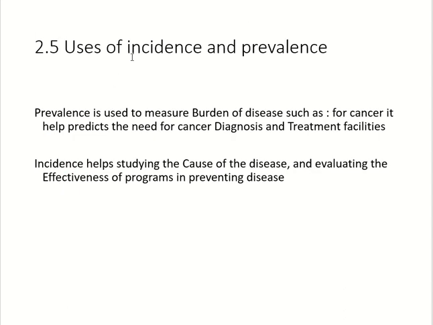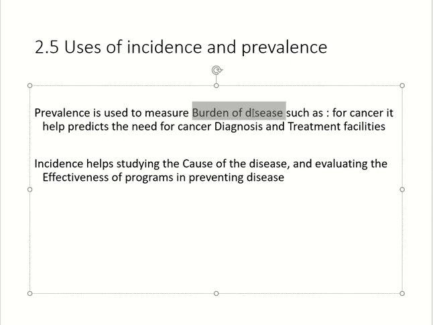So how do we use incidence and prevalence? Prevalence is used to measure the burden of the disease. Meaning for cancer, it helps predict the need for cancer diagnosis and treatment facilities. How many cases do I have? How many will need medication? I need hospital beds. This is the burden. As for incidence, it helps in studying the cause of the disease: what are the causal factors, and evaluating the effectiveness of programs in preventing the disease.